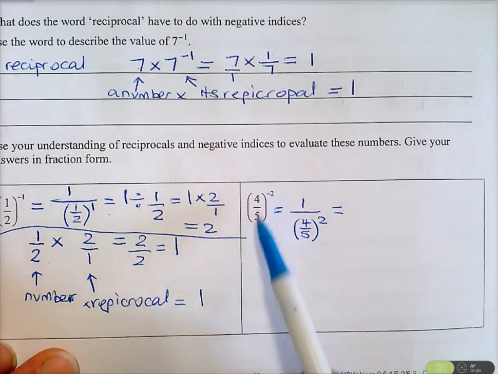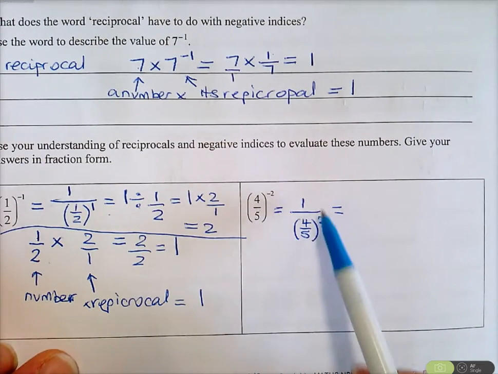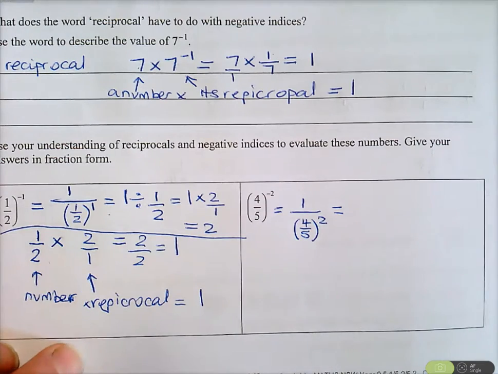Girls? 4 over 5 to the power of negative 2 is 1. This is doing it using the rule. We're not going to use the rule anymore after this. We're just going to use the trick. When I'm done here, we're just going to use a trick.